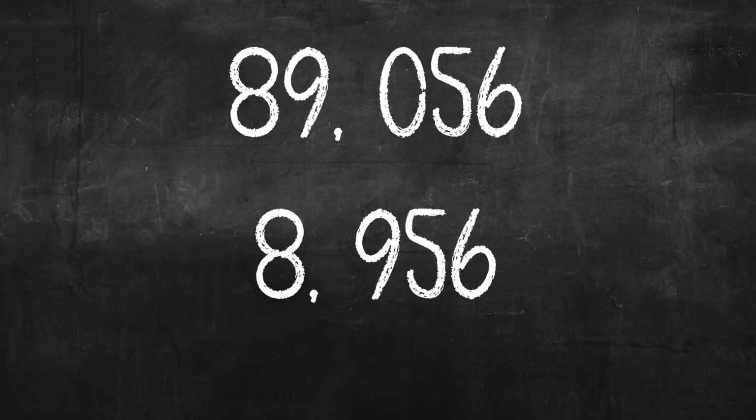Let us try to compare 89,056 and 8,956. Which do you think is bigger? In comparing numbers, we start by comparing the highest place value of each digit, starting from the left. The value of 8 in 89,056 is 80,000, while the value of 8 in 8,956 is 8,000. Thus, 89,056 is greater than 8,956.